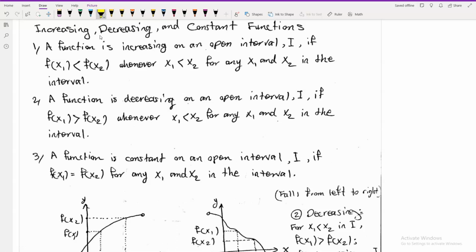Here on this part we have increasing, decreasing, and constant functions. A function is increasing on an open interval I if f of x1 is less than f of x2 whenever x1 is less than x2 for any x1 and x2 in the interval.